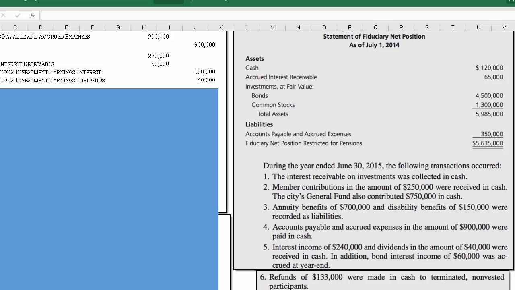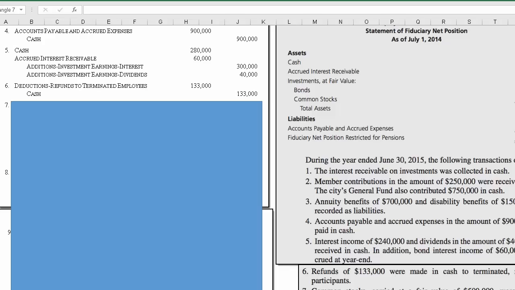Okay, the next transaction that took place is number 6 on the bottom right of your screen. You see it. Refunds of $133,000 were made in cash to terminated non-vested participants. And now if you look to the top left, it's no surprise that we've got a credit to cash for that dollar amount because we're reducing cash, and we would debit deductions - refunds to terminated employees.